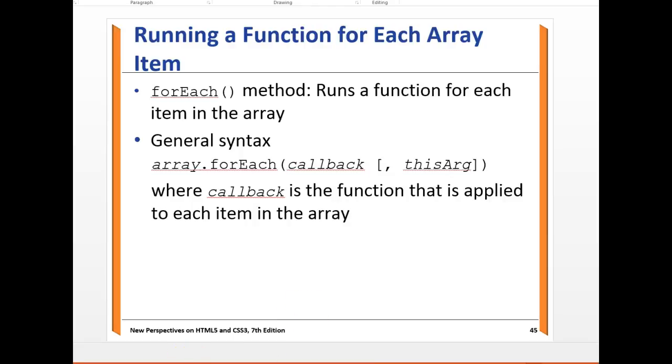Now let's look at how to run a function for each array item. The first method that we are going to look at is the forEach method, which is basically used to run a function for each item in an array. There is a syntax for it, as you can see in here. So this callback function is applied to each item in that array.